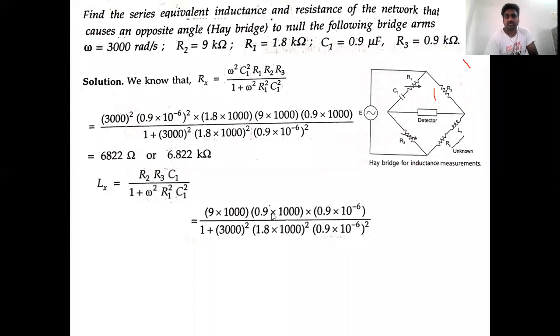Kilo ohms is converted into ohms, that is the R2 value. R2 is 9 kilo ohms, right? 9 into 1000 into 0.9 into 1000. 0.9 is nothing but R3. And C1, what is the value of the capacitor? That is 0.9 microfarad, 0.9 into 10 to the power of minus 6, divided by 1 plus omega square. What is the value of omega square? Omega is 3000. 3000 square into 1.8 into 1000 whole square into 0.9 into 10 to the power minus 6 whole square.